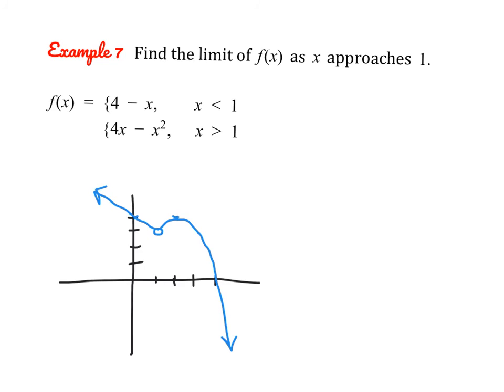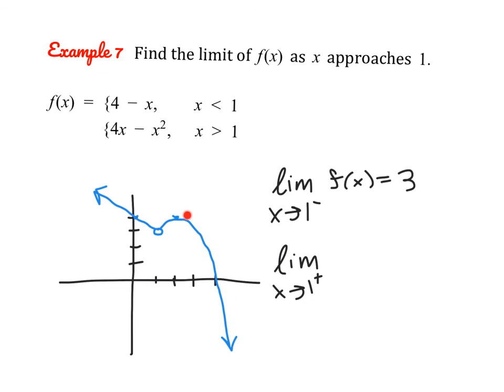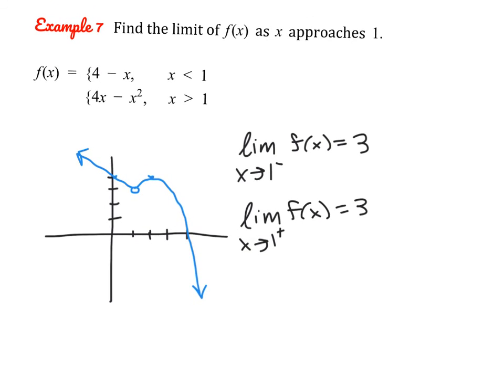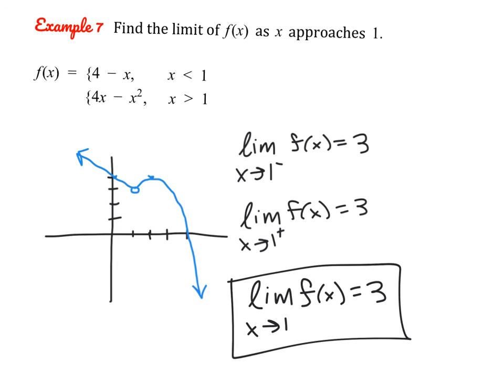Okay, so now let's describe the left limit and the right side limit as x approaches 1, and then see if an overall limit exists. So the limit as x approaches 1 from the left, that's over here, of f of x is going to be 3. The limit as x approaches 1 from the right, that's this, I can see that it is approaching 3. So since the limit as x approaches from the left matches the limit as x approaches from the right, the overall limit as x approaches 1 of f of x exists, and it is 3.